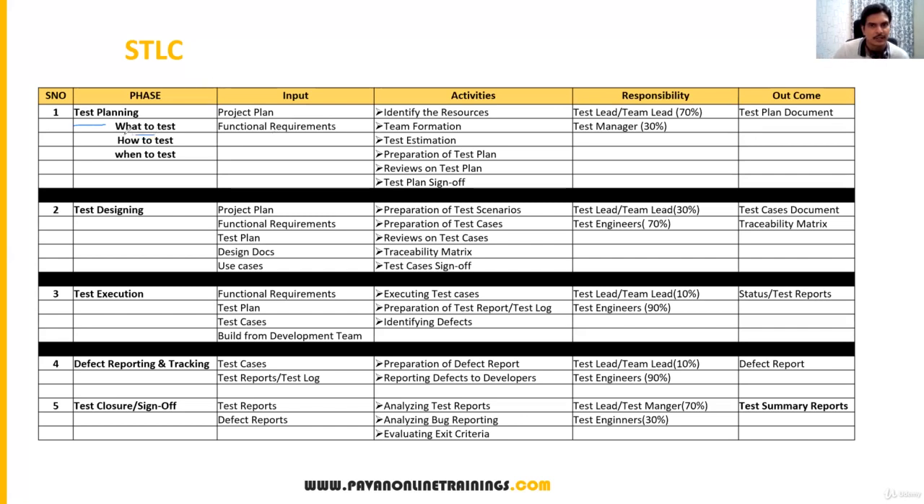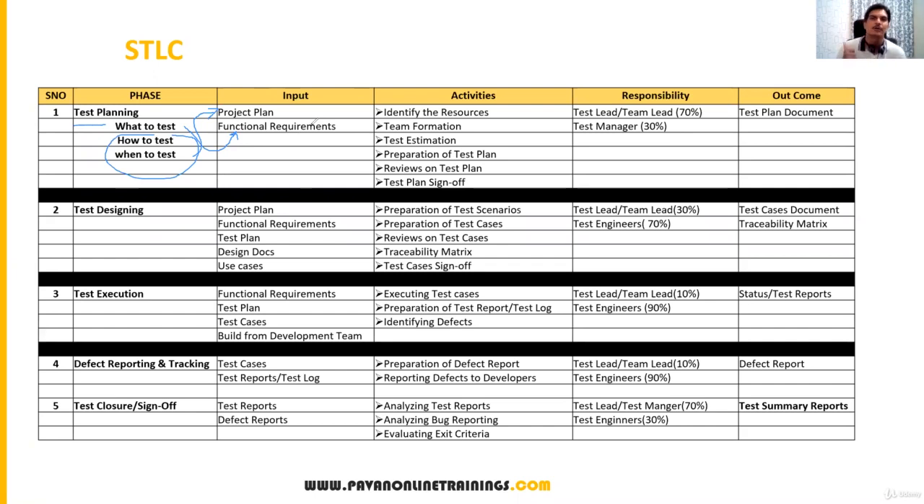So how to test and when to test, these things we will know based on the project plan. And what to test we will know based on the functional requirements. The functional requirements say what different features or functionalities we have to test in the application. So what to test, how to test, and when to test: these are the three main criteria we have to focus on during test planning. And the input documents we have to refer to are the project plan and the functional requirements.